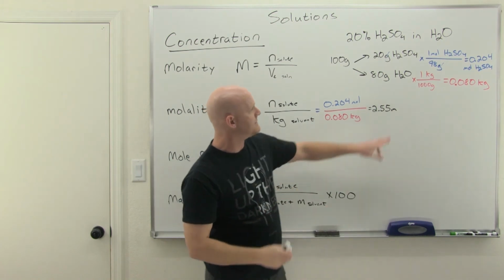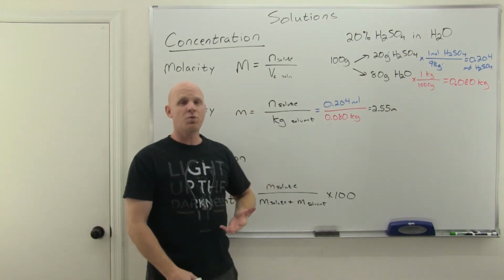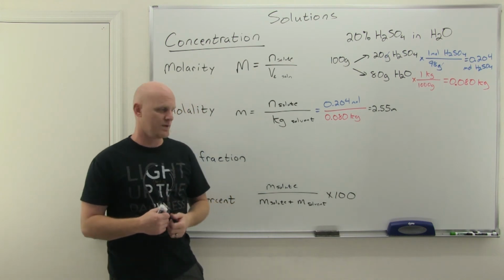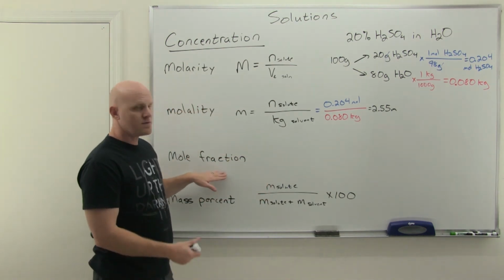So, the little m here stands for molality. Lowercase m is our abbreviation there. So it's a 2.5 molal solution, we would say. Okay, so next thing we can do is find the mole fraction.